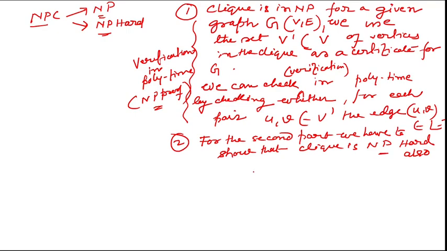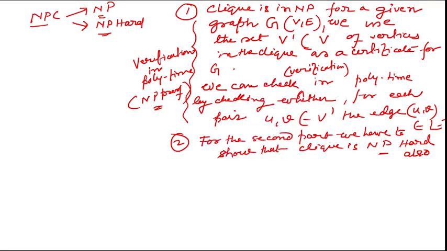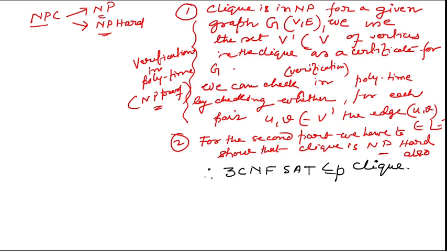We have to take one problem which is already in set NP. In fact, we can take one NP complete problem, which you already have discussed. We'll take that 3 CNF SAT. We'll take this problem and we'll reduce this problem in polynomial time to clique, then you can say that clique is NP complete.